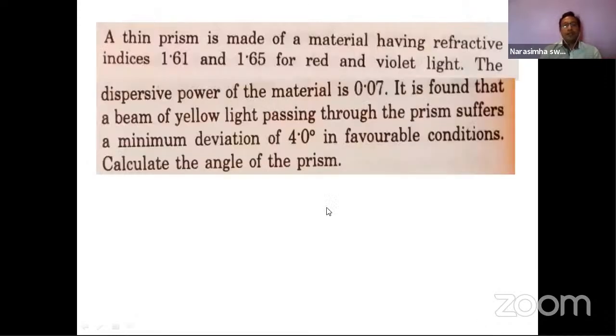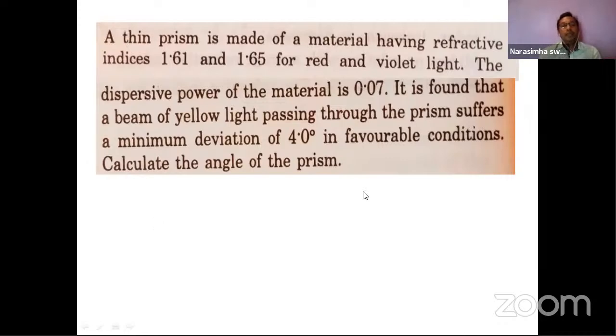Yes. And we have one more problem, right? Mostly this is the last problem. You see, a thin prism is made of a material having refractive indices 1.61 and 1.65 for the red and violet light. The dispersive power of the material is 0.07. It is found that a beam of yellow light passing through the prism suffers a minimum deviation of 4 degrees in favorable conditions. Calculate the angle of prism.